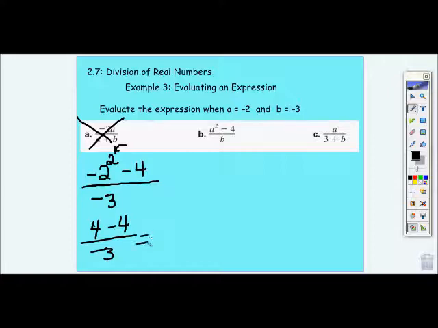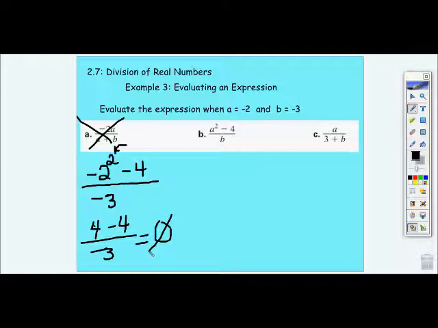Now my numerator turns into 0, so that can just mean you have 0 pieces out of 3 or negative 3, so that means you just have nothing. So that's a 0. If the numerator is the 0, then it makes it 0.